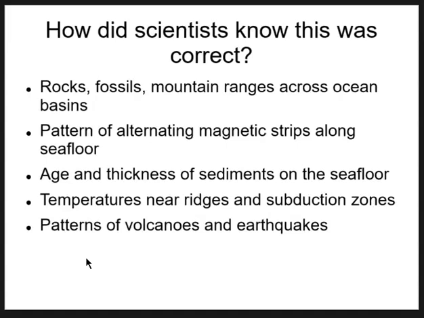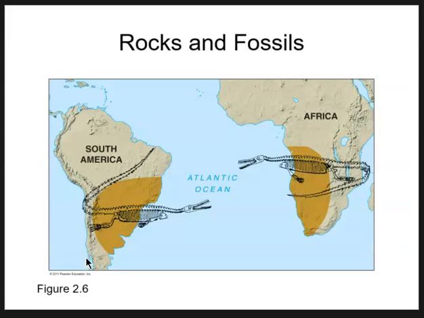You can also look at magnetic anomalies along the seafloor, which we'll talk about in a little bit. You can look at the age and the thickness of sediments on the seafloor. You can look at the temperatures along the seafloor, and within the crust. Or you can also look at the patterns of where volcanoes and earthquakes occur. So the pretty simple one is that the continents kind of line up, so you can see that they kind of fit together like a puzzle.